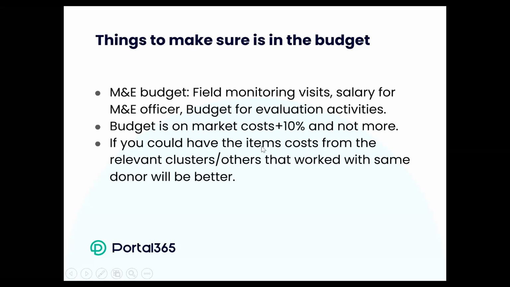Also, if you have item costs from other relevant clusters, for example, if you have a WASH cluster, if you are submitting this for a WASH donor, please try to get some ideas from the WASH cluster around the cost, for example, of soaps, hygiene kits, the water filters, or whatever, because usually the cluster knows exactly the average total cost, for example, for the basic hygiene kits, for the consumable hygiene kits, for soap, for whatever.